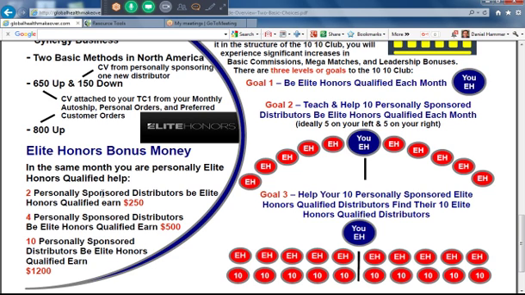I'm going to go through these really quickly, and then we're going to come back and look at this in more depth and detail in actual relationship to people who've been Elite Honors qualified and what this means to you in terms of long-term residual income that can lead to financial independence. The first goal is be Elite Honors qualified each month. That's your first and primary objective.